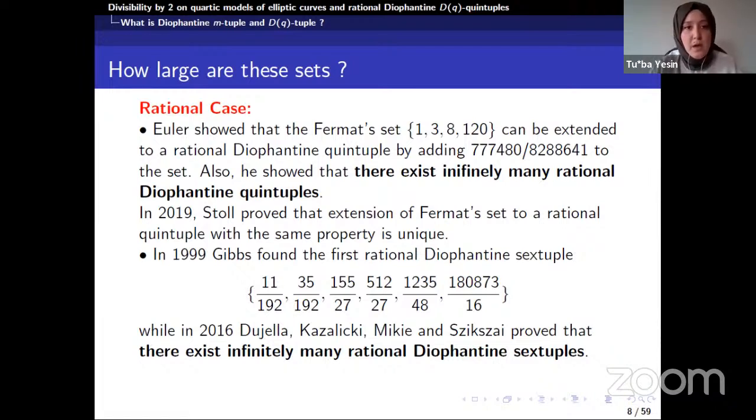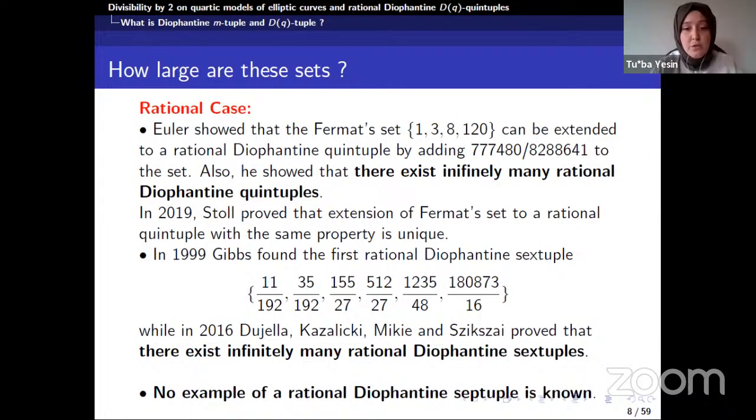Unfortunately, the question of how large these sets can be is not completed for the rational case. So there is no upper bound. We have to stop here because no Diophantine septuple is known. And not just that there is no example, there is no idea and no conjecture. At least for the quintuple, there was a conjecture. They believed in the non-existence of the quintuple. But for the septuple, we don't know anything. Okay, these are the Diophantine n-tuples.